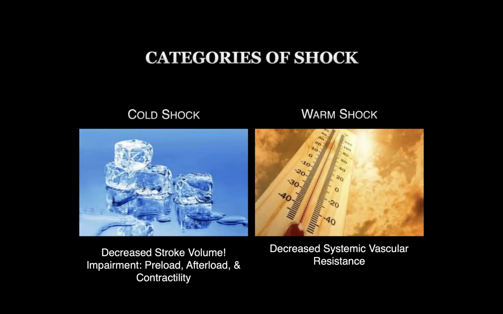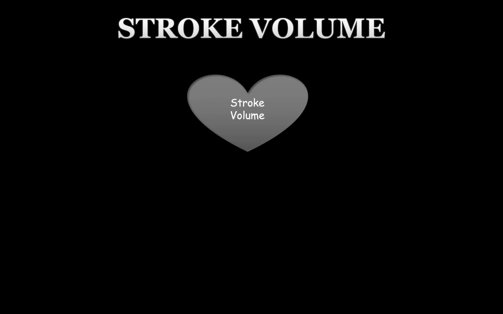The warm skin and bounding pulses is secondary to a maldistribution of blood flow away from vital organs to non-vital organs such as the skin or muscle. The patient who is in cold shock and has a low stroke volume may develop a narrow pulse pressure, which we will discuss, and that's due to compensatory vasoconstriction and an increase in systemic vascular resistance to maintain adequate perfusion. And a patient with warm shock may have a wide pulse pressure as a result of low systemic vascular resistance.